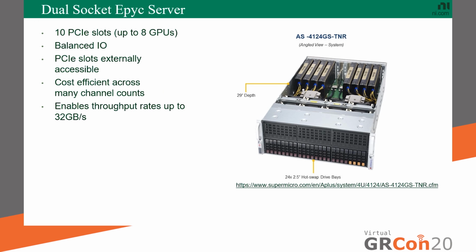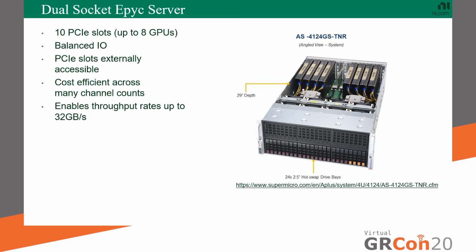So let's go ahead and take a look at what one would look like. In the dual socket case, this would be the kind of server you would want to look at if you were looking to ingest and then process and then store something like 16 gigabytes of data per second, maybe even up to 32 gigabytes per second might be the very, very highest you could get to. And the 4124GS from Supermicro is an example of one such server that enables something like this.